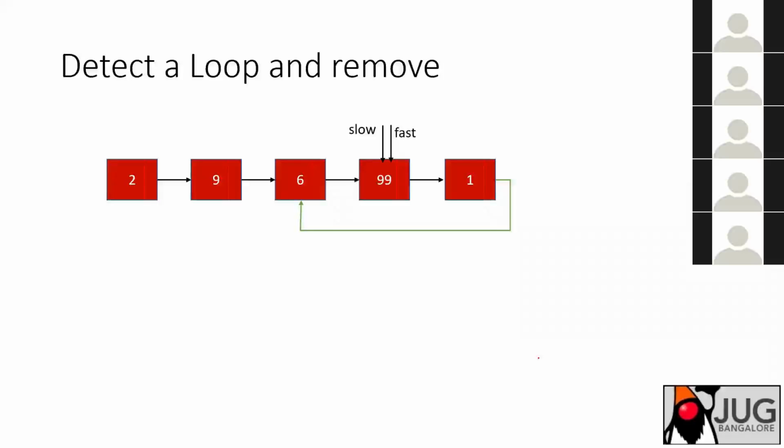What you need to do is identify a loop. First, you detect a loop. So using the slow pointer, I detected a loop. So the loop is coming here. Next, what you do is move your slow pointer back to the head reference.